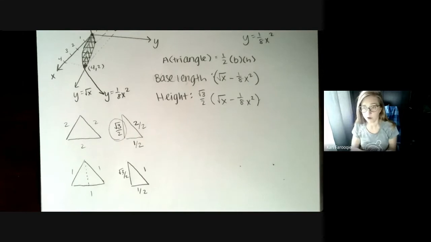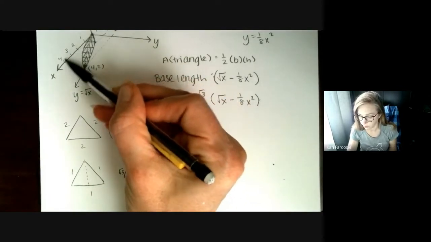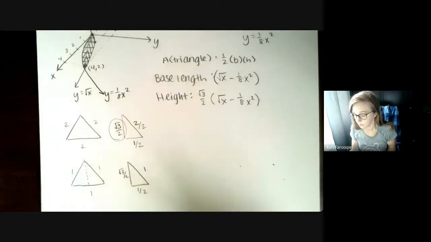And now we'll have 1/2 the base times the height, and we can integrate over this region from x equals 0 up to x equals 4. So let's go ahead and set it up.